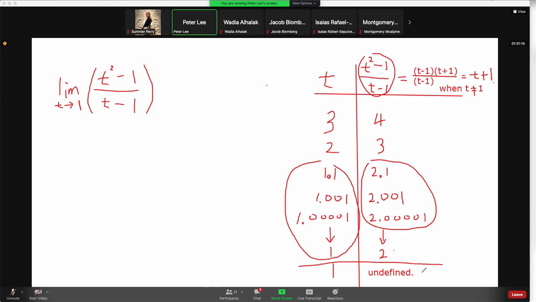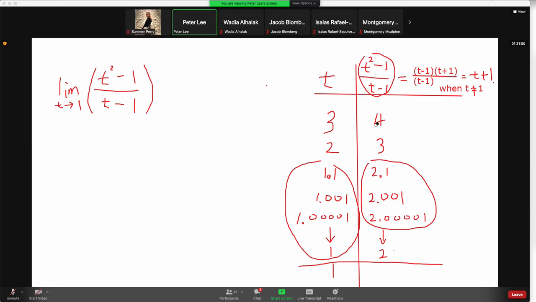But this is undefined, this is f of 1. This number 2 right here is not f of 1. This is the limit. You know what? Right now, let me not say this right now. Let me erase this part right here. Let me write this. So this should be undefined. This is still undefined.